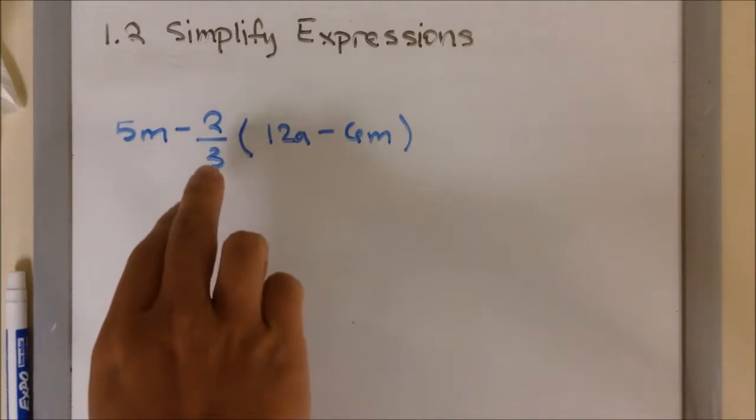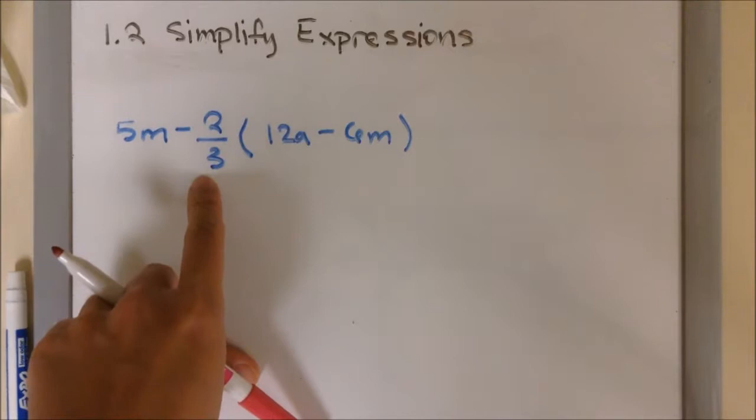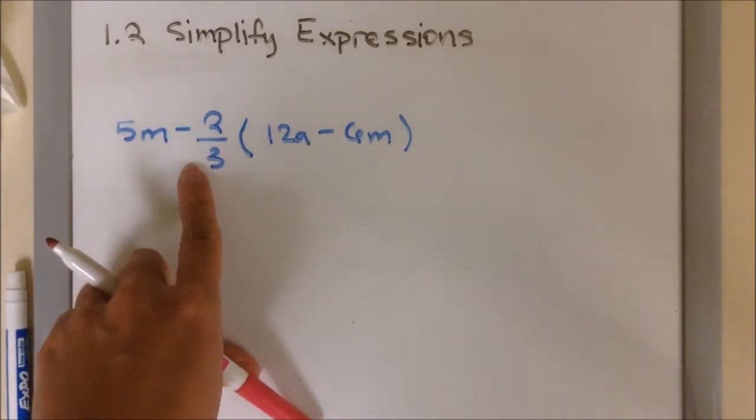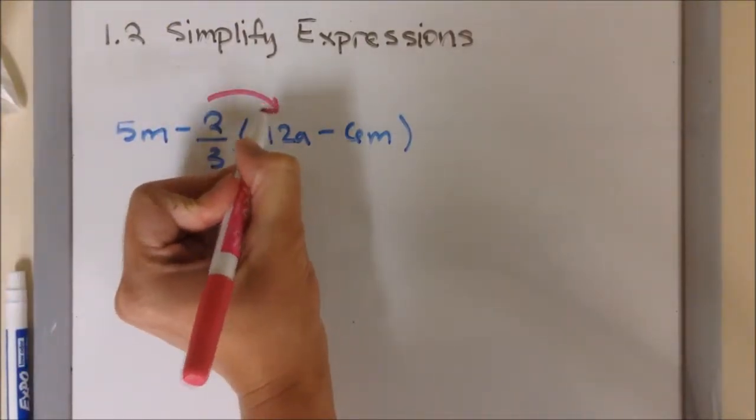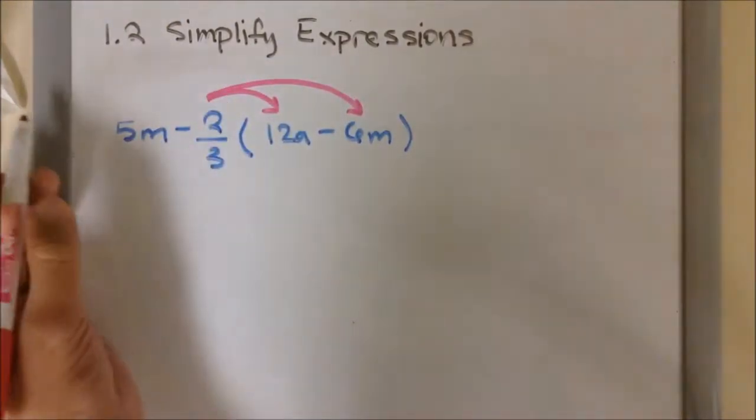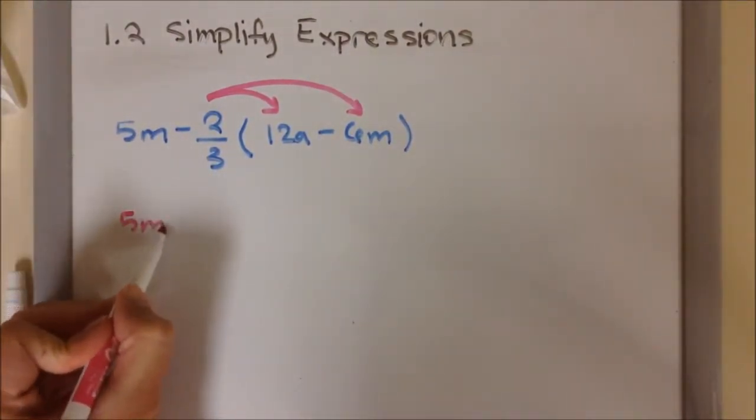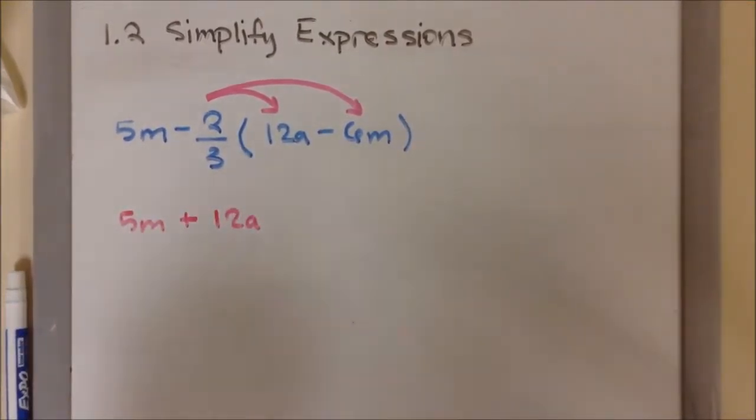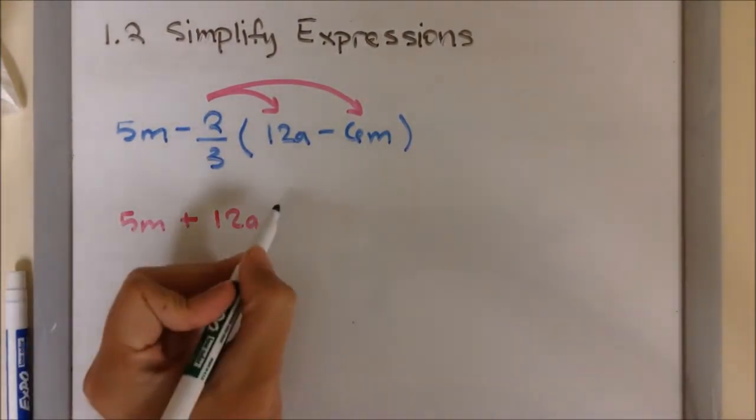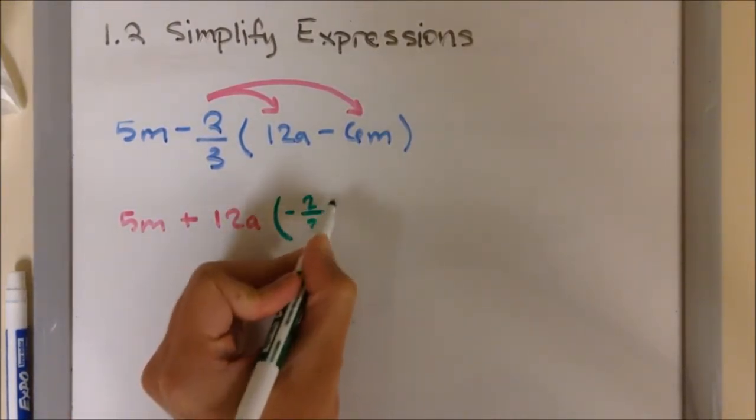Check if there is anything in front of the parenthesis, which there is, minus 2/3. So I'm going to be distributing negative 2/3 to everything inside. So the 5m stays the same. Positive 12a, so I'm going to write plus 12a. But remember, I am distributing, so that means I'm going to multiply by negative 2/3.